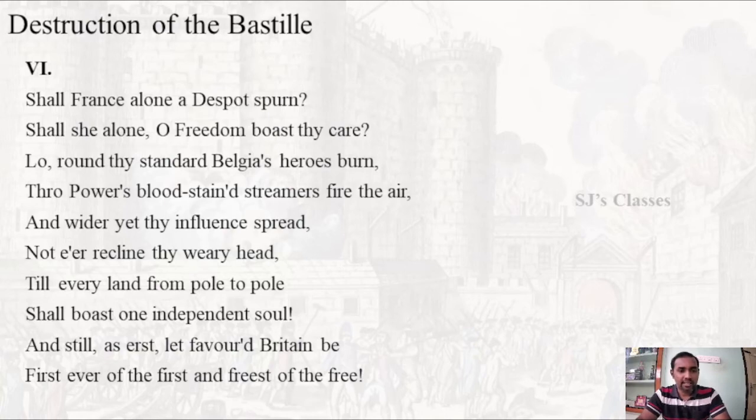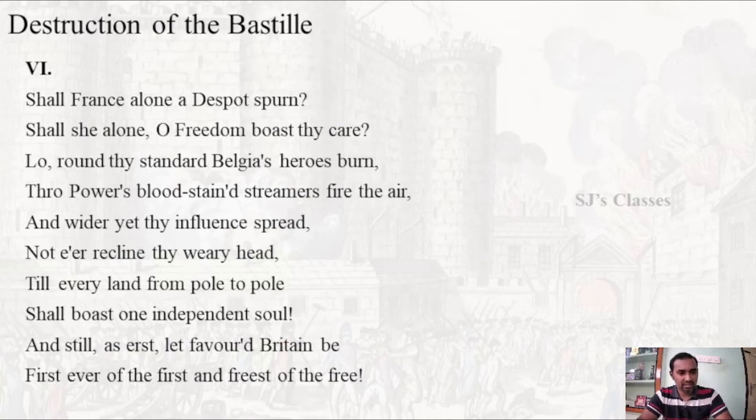Lo, round thy standard Belgia's heroes burn. So, lo is an archaic expression, used to draw our attention to something. And it says, lo, round your standard. Standard here should mean an upright pole or beam, which might be indicative of the flag. So he says, look round or beyond your flag or country, and then you will see how the heroes of Belgium burn under the same despotic ruler. So when we go through the history, we understand that the French Revolutionary Wars led to Belgium becoming part of France in 1795, and then happened the Belgian Revolution, which led to the establishment of the independent kingdom of Belgium. So it was not just France, but also Belgium that was struggling for freedom. So that is what he conveys through the line, lo, round thy standard Belgia's heroes burn.